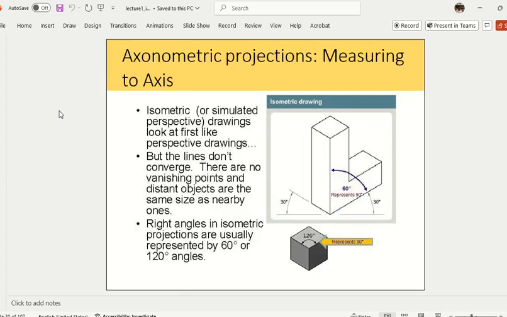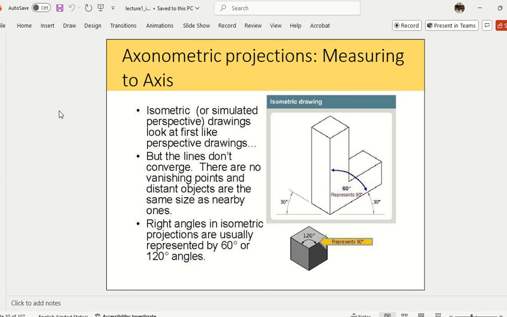Okay, so one style of 3D drawing is called axonometric. Axo means axis, metric means measurement. So axonometric means measuring the axis. It's a Greek word, or it comes from the Greek language. Axonometric means measuring for axis. One of the axonometric styles is called the isometric view.